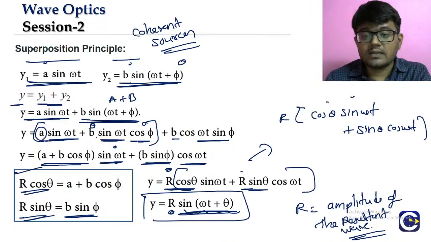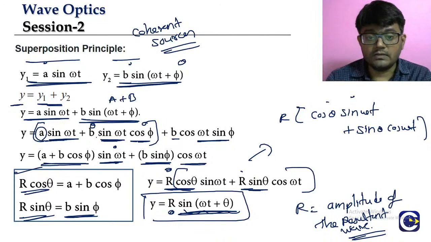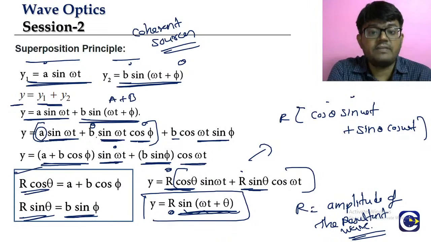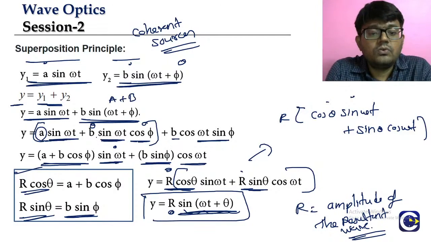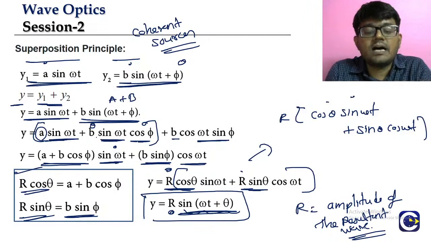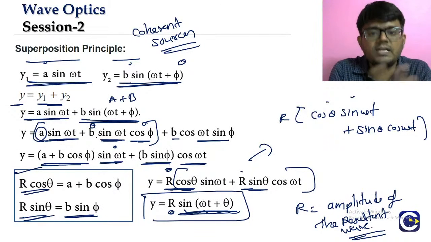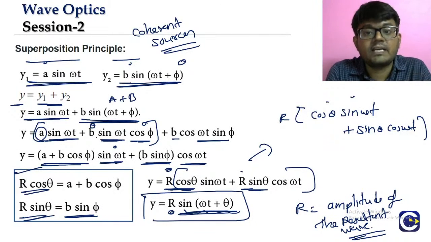But what is this R? The initial waves, what are the equations? A sin omega t, B sin omega t plus phi. Finally, in the final equation we have an R and we have a theta, right? So we will have to find out what this R value is and even what the theta value is. But more importantly, we are looking for R, that is the amplitude of the resultant wave.